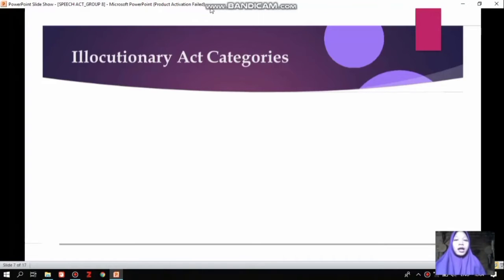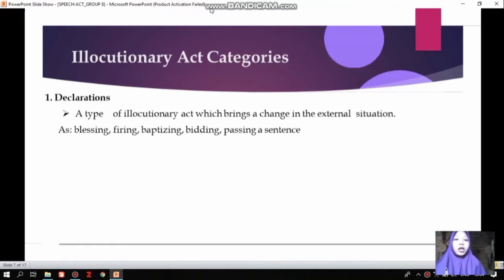So here I will explain about illocutionary act categories. What are they? So the first is declarations. What is declarations? Declarations is a type of illocutionary act which brings a change in the external situations, such as pledging, firing, baptizing, bidding, and passing a sentence. And what is the example?